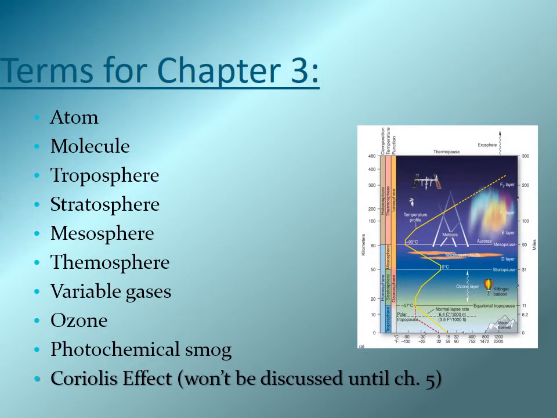So the terms for this chapter will include atom and molecule. The reason why I bring up this atom and molecule is to help give you sort of a concrete sense of the atmosphere. Then we're going to get into our different layers of the atmosphere, various gases of the atmosphere, which include ozone, photochemical smog, and I want to note that the Coriolis effect will not be discussed until Chapter 5, even though that's in your book already.